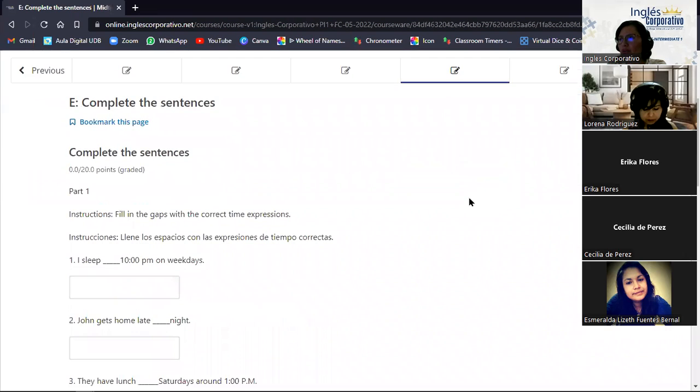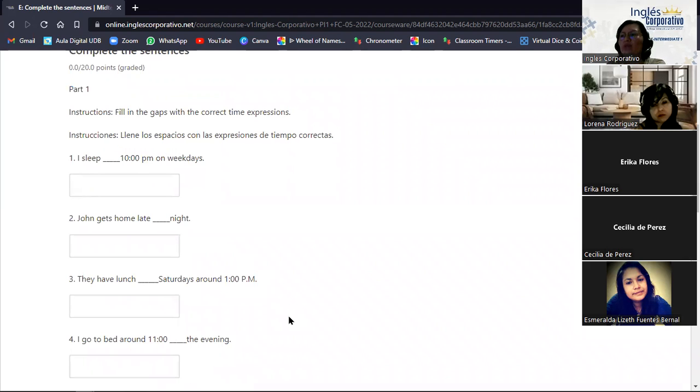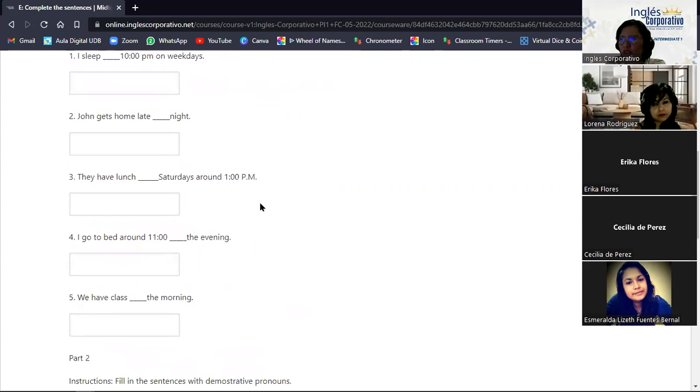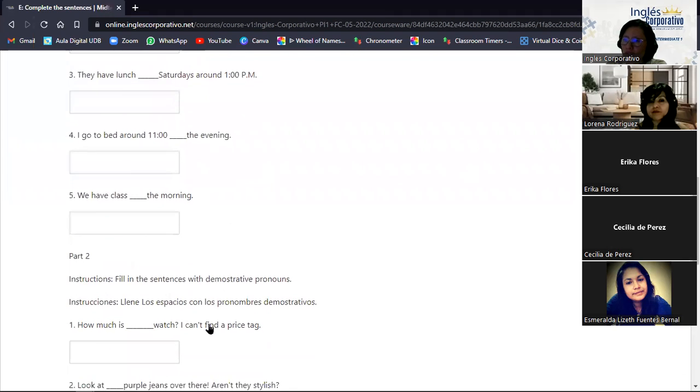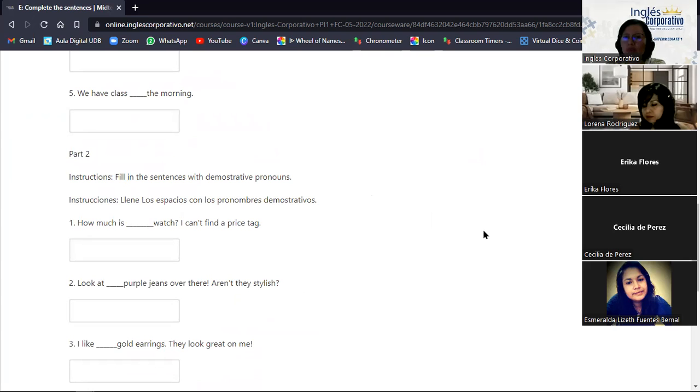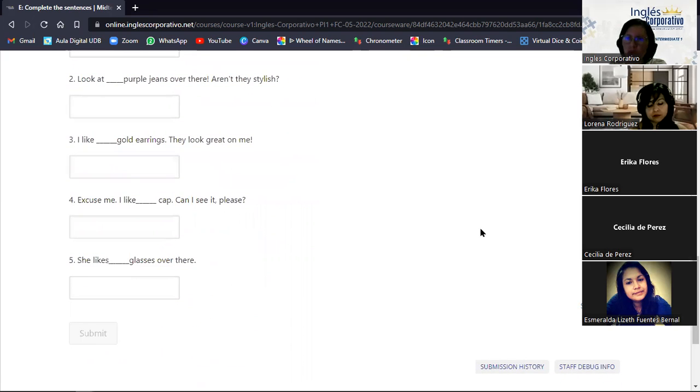Then in letter E, it says complete the sentences. You have to fill in the gaps with the correct time expressions. Okay, so here, guys, you have to read and remember that we mentioned three different prepositions: in, at, and on. Those are the three different time expressions that you're going to use in exercise one. Then in part two, you're going to fill in the sentences with the demonstrative pronouns. Teacher, ¿cuáles son los demonstrative pronouns que vimos? Vimos this, that, these, and those, right? So we studied four different options, and those are the ones that you're going to use here.